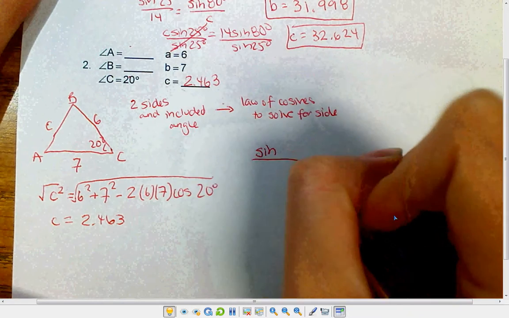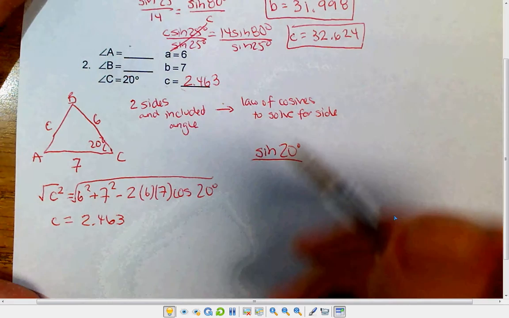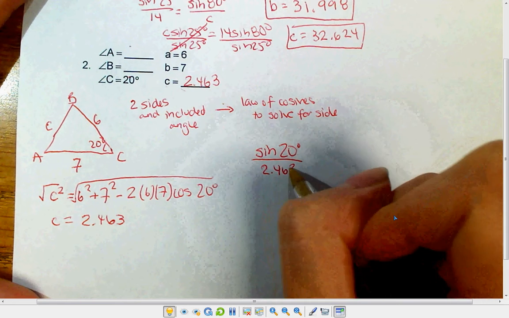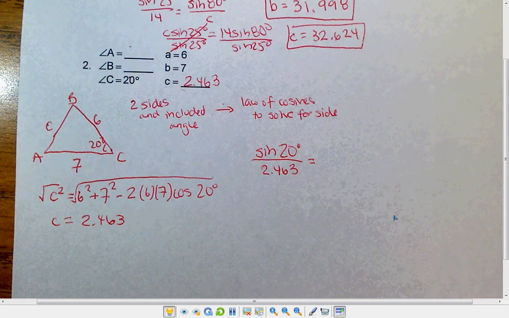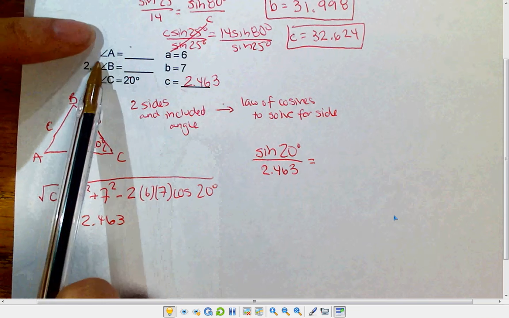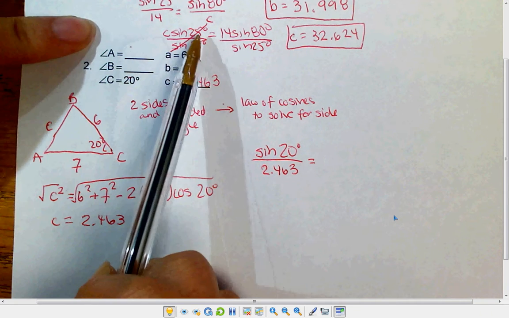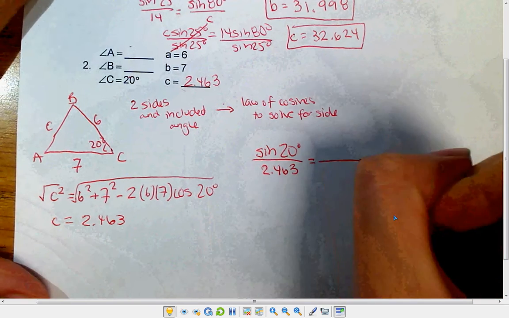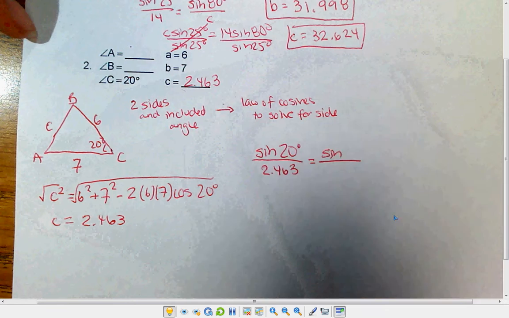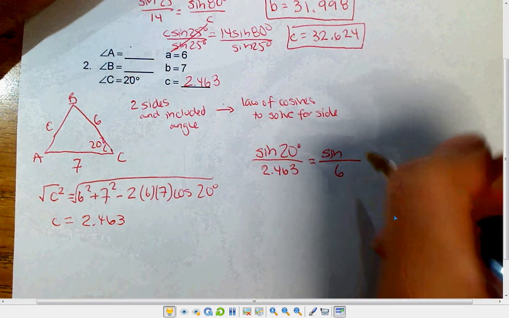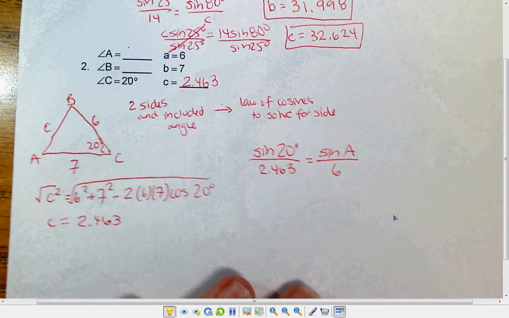So sine of, we want the angle on top with your sine. And 2.463 goes to the bottom. And this is what we talked about yesterday. So this is the part where you need to make sure the one you're solving for next, you want to solve for the smaller one. So out of 6 and 7, 6 is smaller. So we're going to be using 6 to solve for angle A. So 6 is the side, so it's going to go at the bottom. We don't know what angle A is, so we're going to just leave capital A.